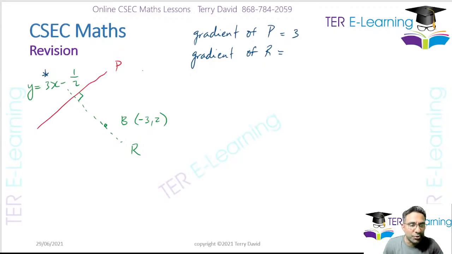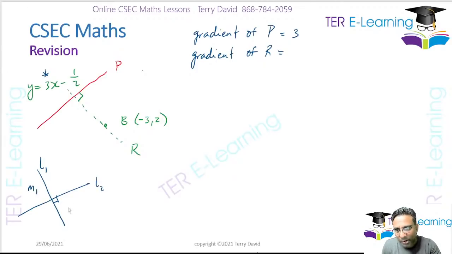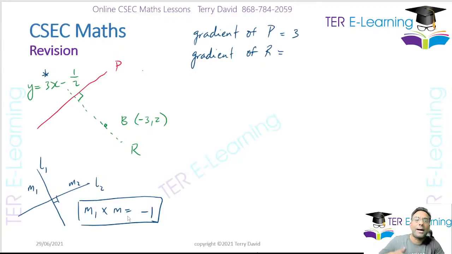All right, so here's what you all need to know when it comes to gradients and perpendicular lines. If I have a line here and a line here, and those two lines are perpendicular, let's say I'm calling this L1 and this L2, and the gradient of this is M1 and the gradient of this line is M2. For perpendicular lines, M1 multiplied by M2 is equal to minus 1. This is something you all need to know. When you have two lines that are perpendicular and you multiply their gradients, it's going to be minus 1.